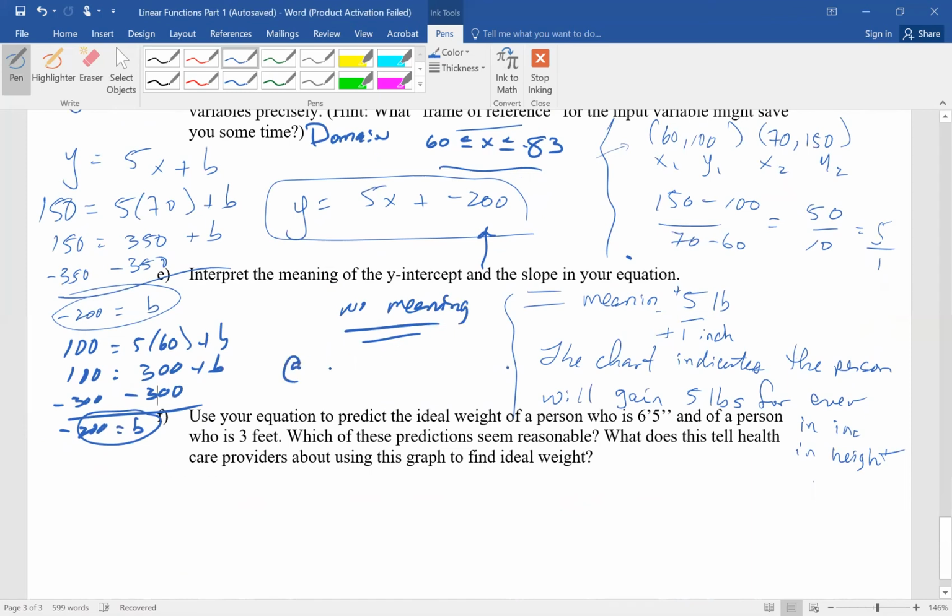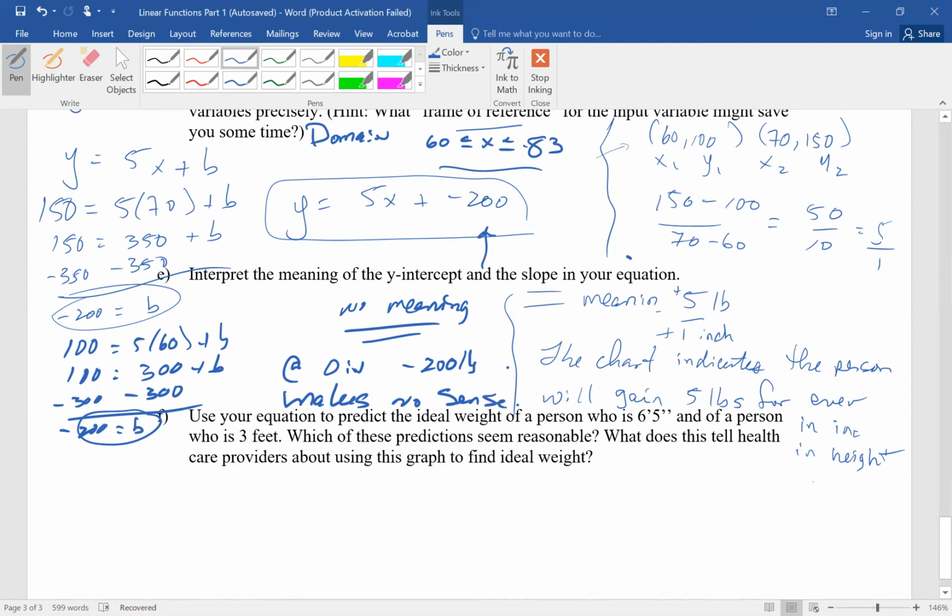Because we already talked about it, 0 inches minus 200 pounds makes no sense. Sorry, I don't know how to spell yet. Okay, so hopefully you're getting the gist of all that. Sometimes your problems and models will have answers, sometimes they won't.